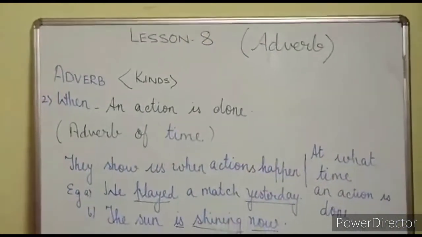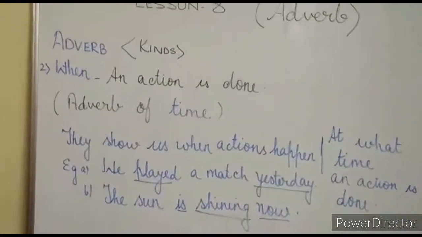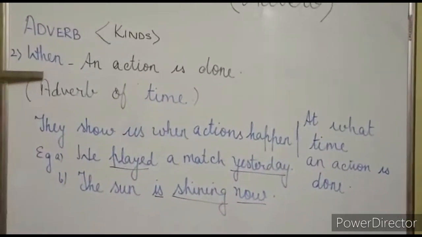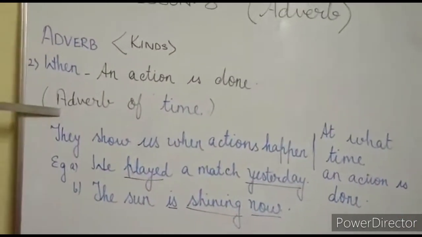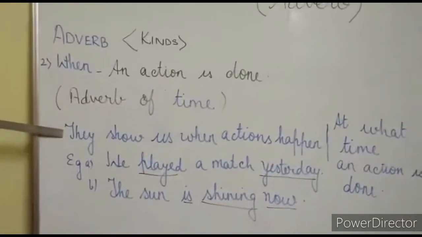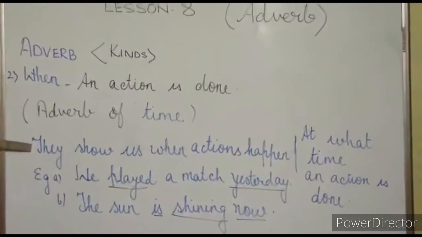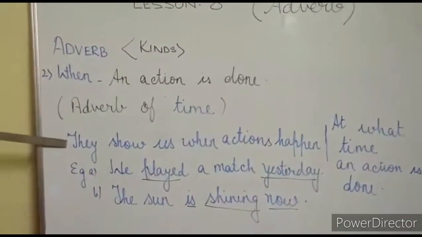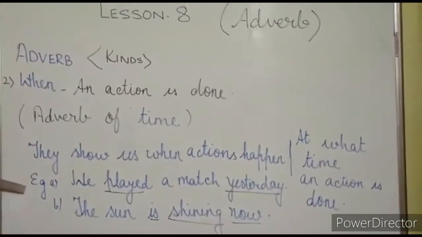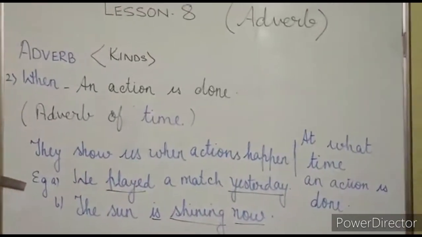The second kind which you will be studying, or which you have studied just now, is when. It tells us when an action is done. It is called adverb of time. The definition: they show us when actions happen or at what time an action is done. Two examples to make it very clear.